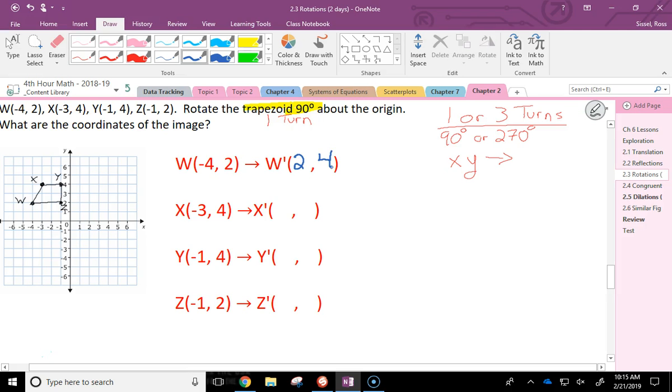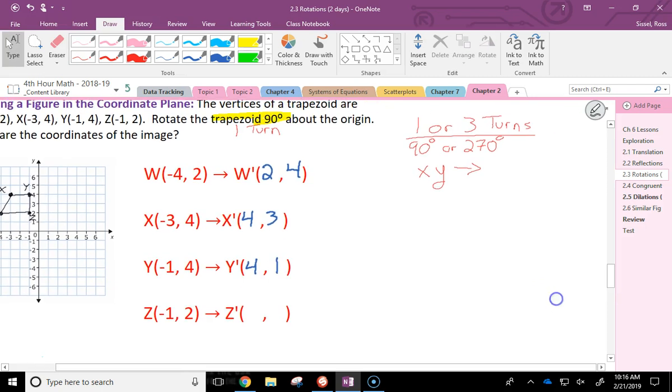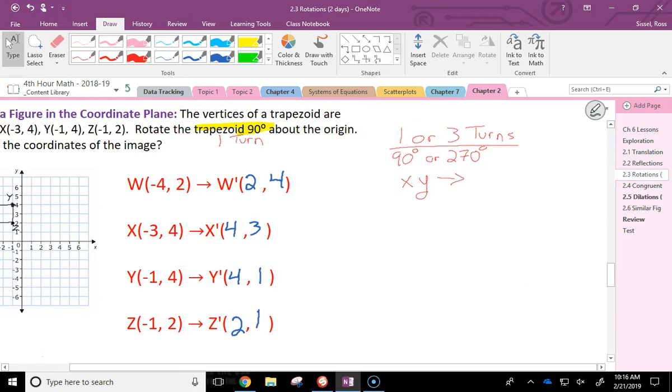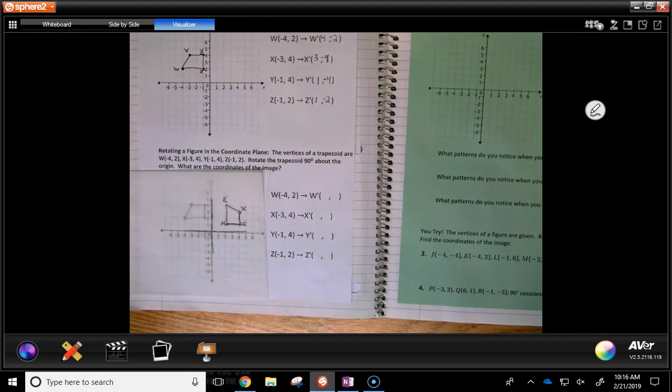Should be 4, 3. Make sure you're writing this down, guys. What's Y? Dylan, Kipper, focus up here for me. I want you guys participating. What should Y be? 4, 1. And what is Z? Okay. Now, one thing. One thing that I am noticing.